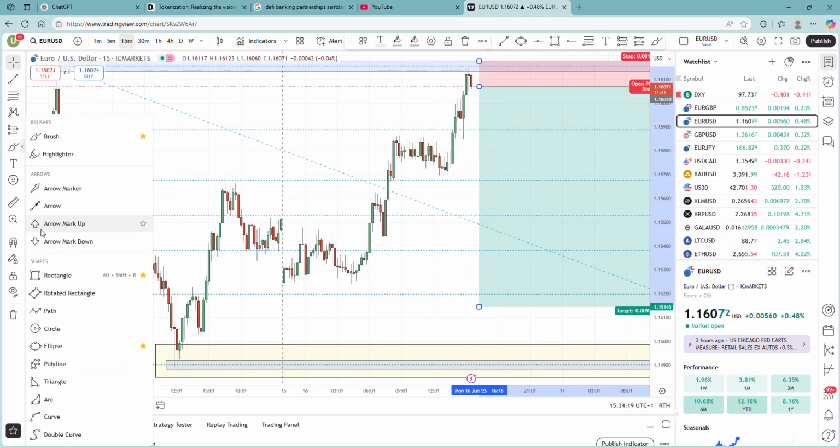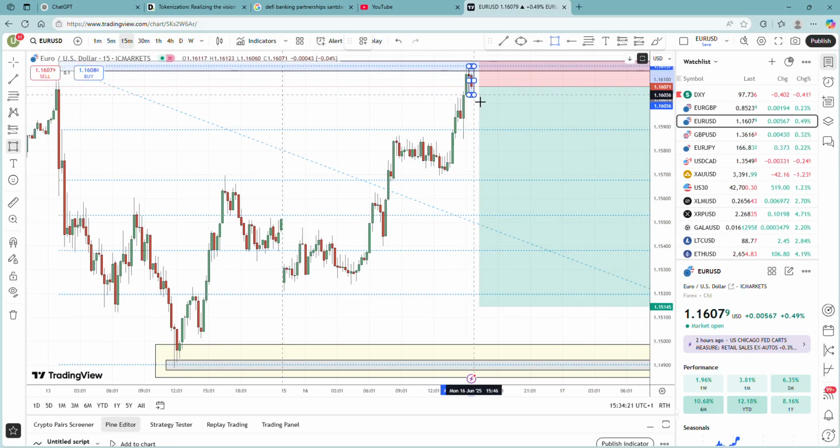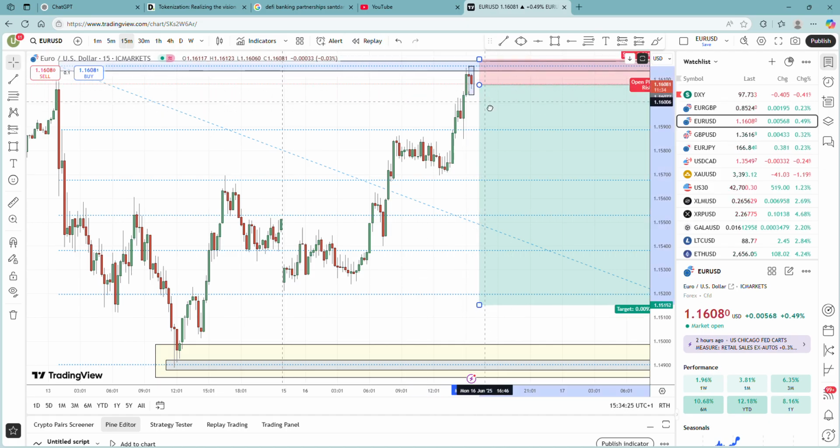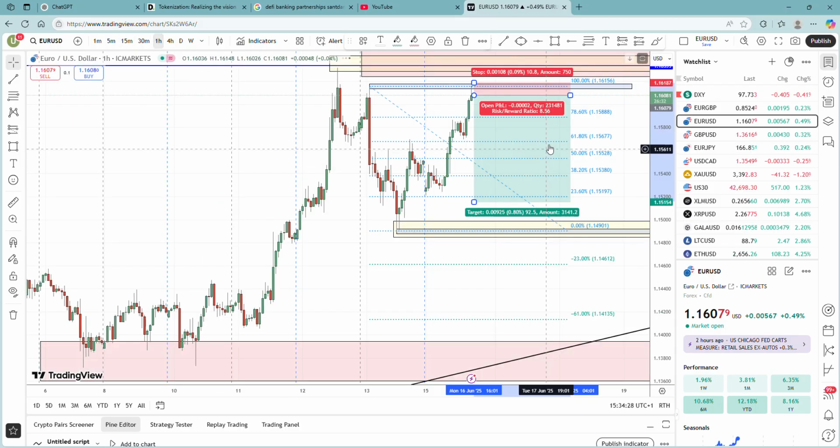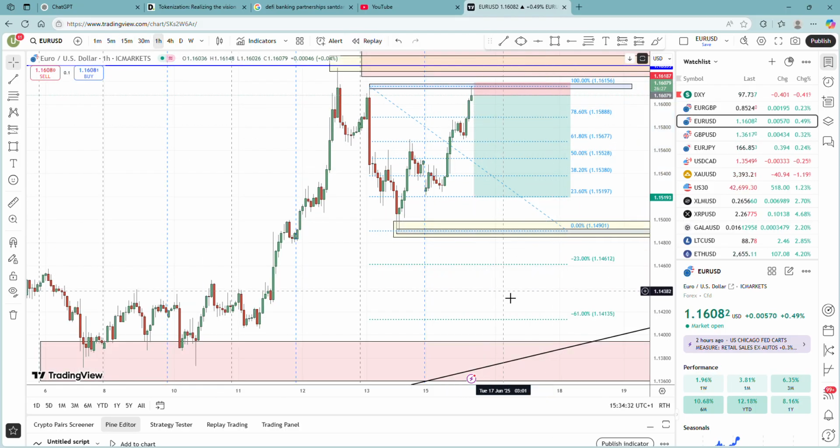So let's just say I'm entering this candlestick right now. This would be my trade. Stop loss just above. And this is my TP. So what I'm going to do is I'm actually going to enter this trade live.